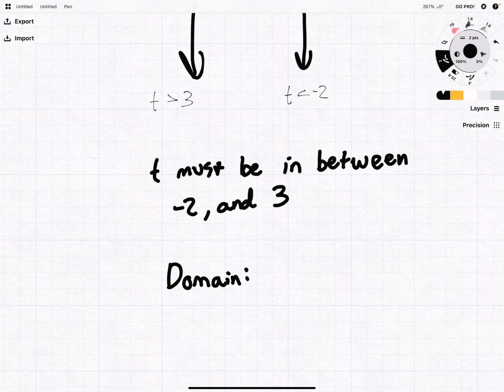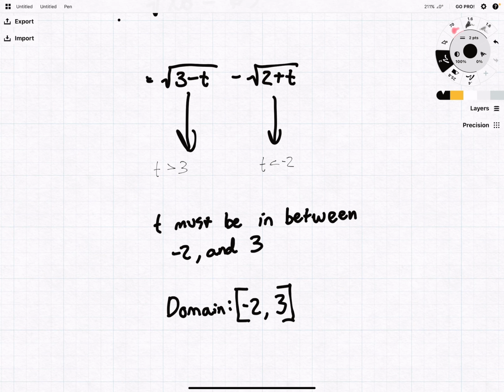and we'll write our domain with closed brackets because it is okay to include negative 2, and it's also okay to include positive 3, because again, if t equals negative 2 or positive 3, we'll simply get 0 under one of the radicals, and that's okay because that's just a 0. It's not a negative number. And that's our answer for problem 34.